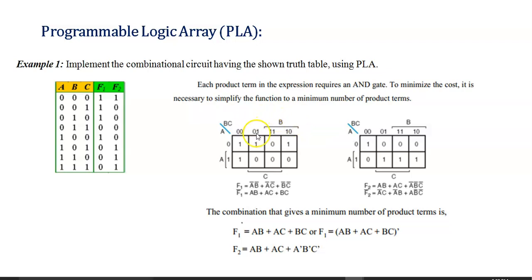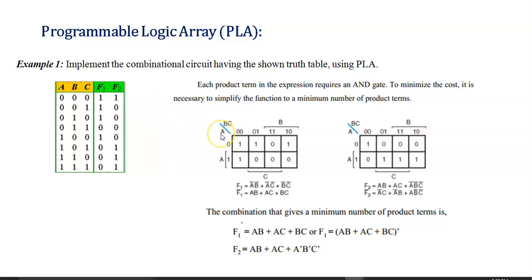That is, after 0 1 I am not writing 1 0, I am writing 1 1, because if I write it next to 0 1, then 0 1 and 1 0 will both get cancelled, and your equation will not be proper. That's why you need to use binary coding, gray code, over here. Now how to solve it?